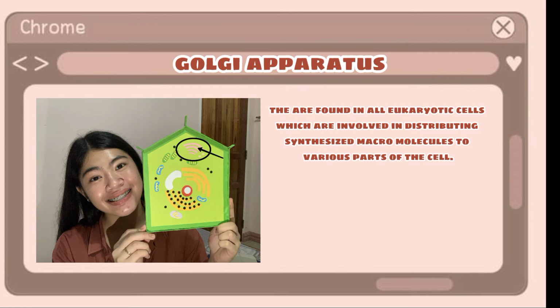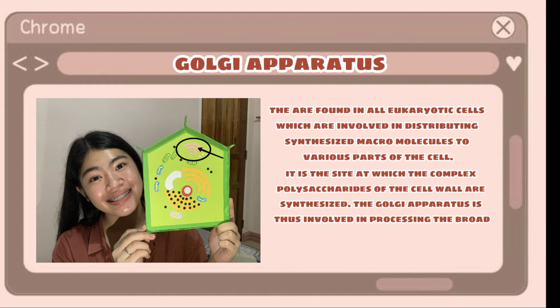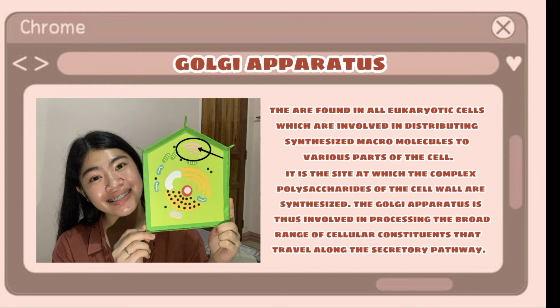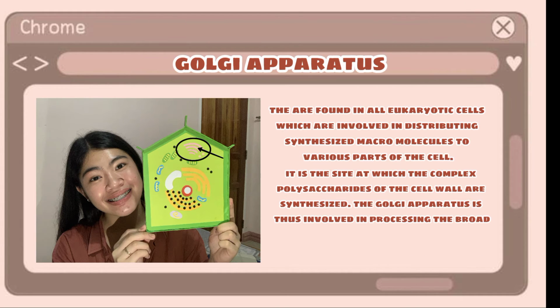Golgi apparatus, they are found in all eukaryotic cells which are involved in distributing synthesized macromolecules to various parts of the cell. It is the site at which the complex polysaccharides of the cell wall are synthesized. The Golgi apparatus is thus involved in processing the broad range of cellular constituents that travel along the secretory pathway.